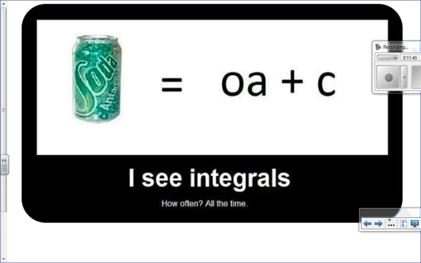So I thought this was a really cute joke. I see integrals everywhere. So the integral of ODA is OA plus C. So I see integrals all the time. How often? All the time.